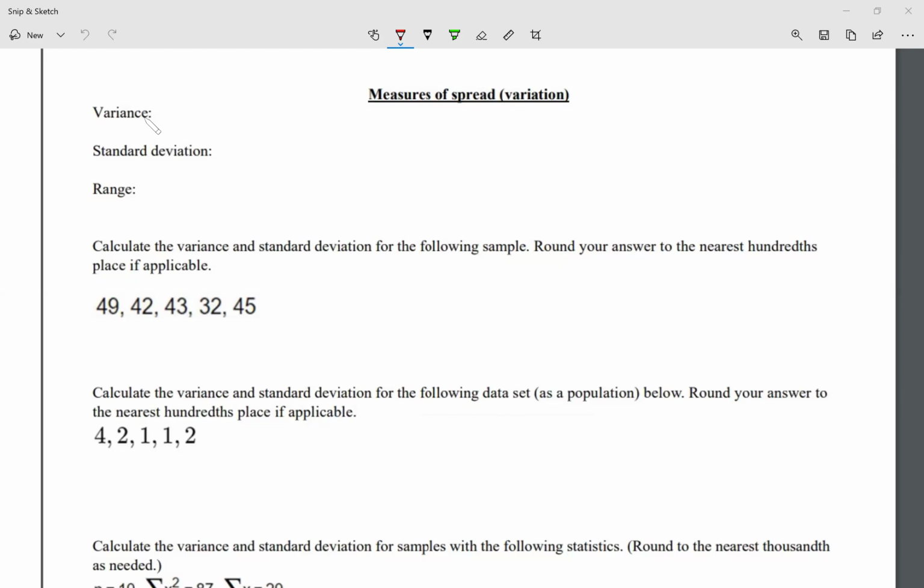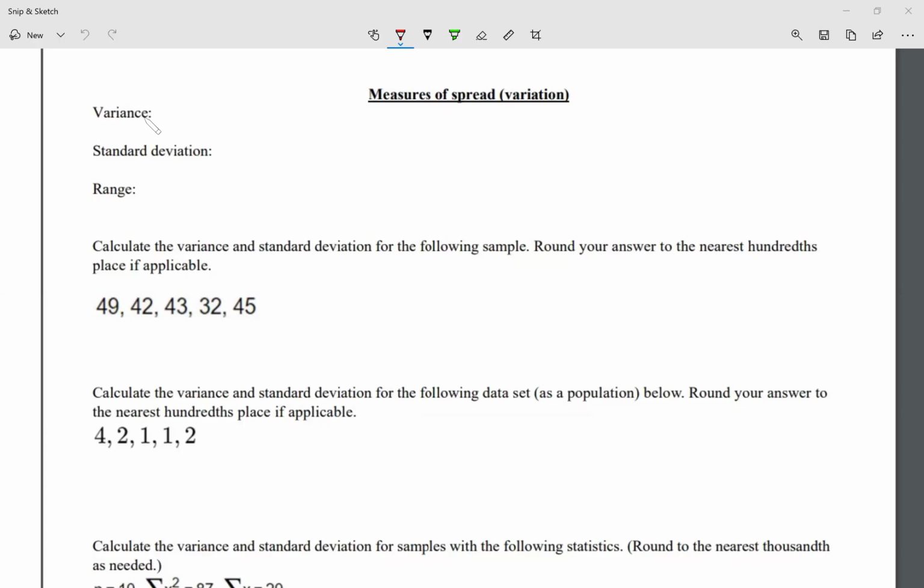Now, how are you going to know when to divide by n or n minus 1? I'm going to ask you to find the variance of a sample or the variance of a population, and that's actually going to define it. We're going to see it more in a minute, but that's basically what variance is.